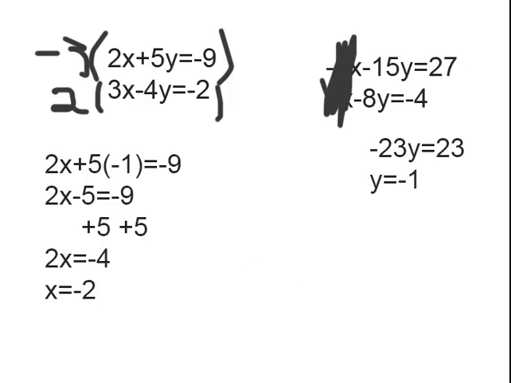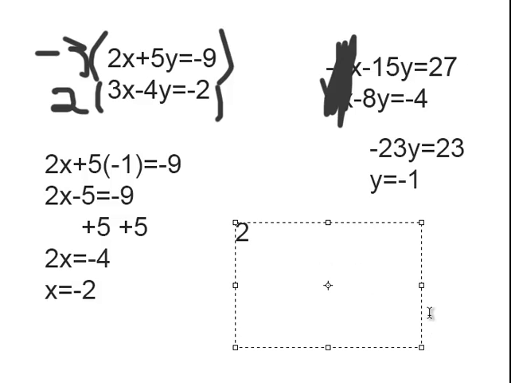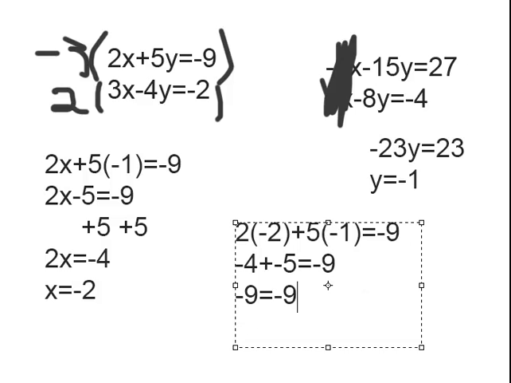Okay? So when you actually put the 2 into the equation, 2 times negative 2 plus 5 times negative 1 equals negative 9, and you solve it out, you get negative 4 plus negative 5 equals negative 9. And when you obviously add them together, you get negative 9 equals negative 9.